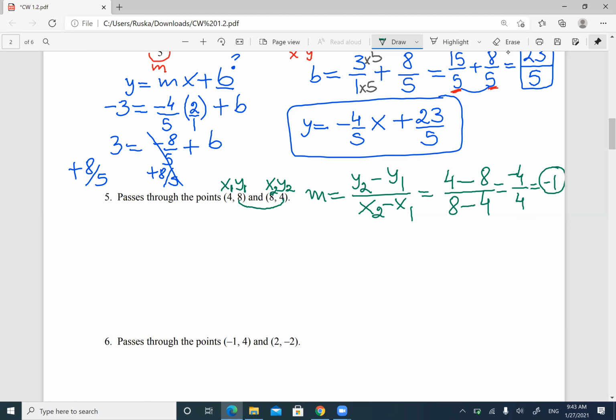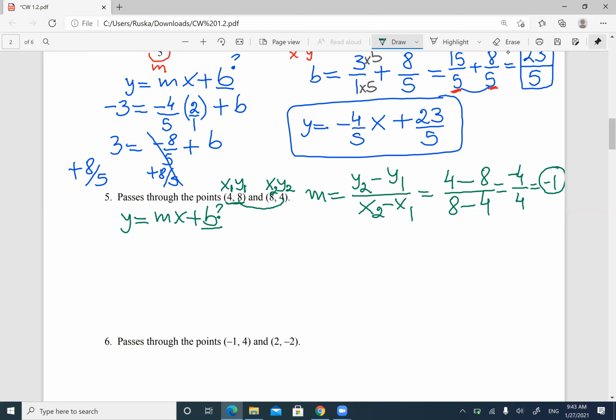Then you do the same we just did with number 4. We're going to use y equals mx plus b. And now we have the slope, so we're going to find b. So how do you find b? Plug it in. Now you can use either point. You can use the first one or the second one for x and y, doesn't matter. I'm going to use the first one. Doesn't matter which one you're using. So I'm going to use this point, 4 and 8.